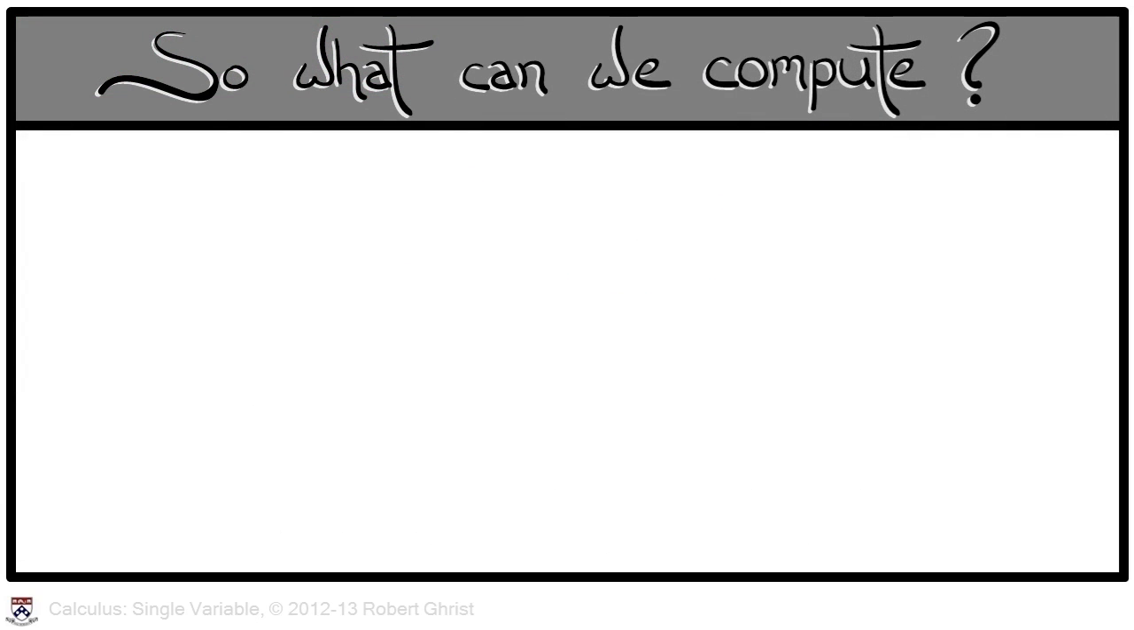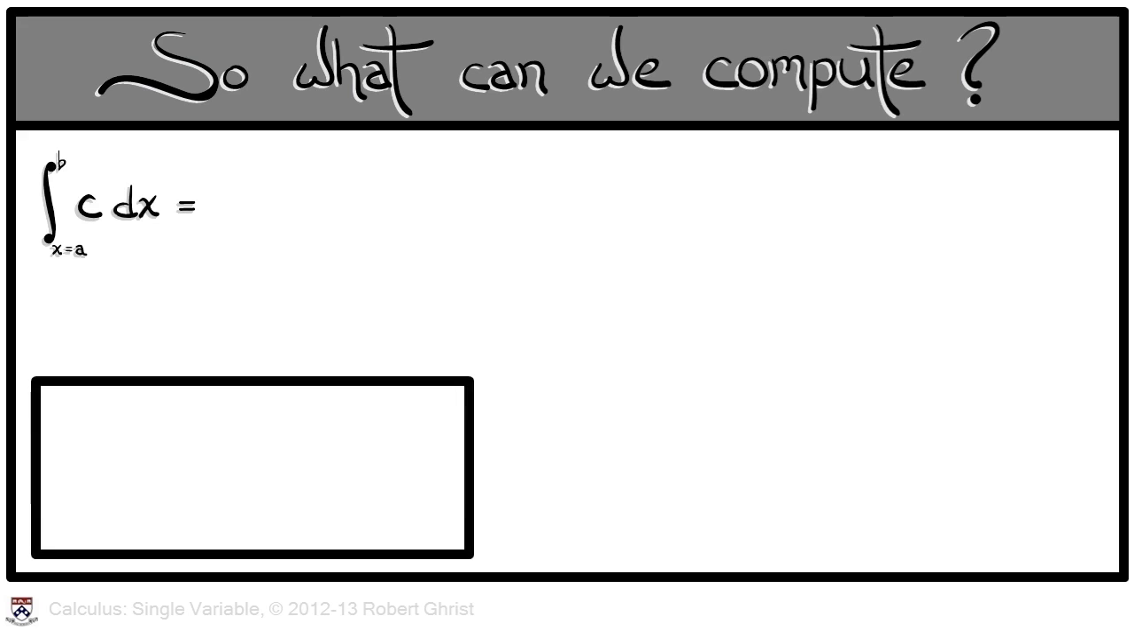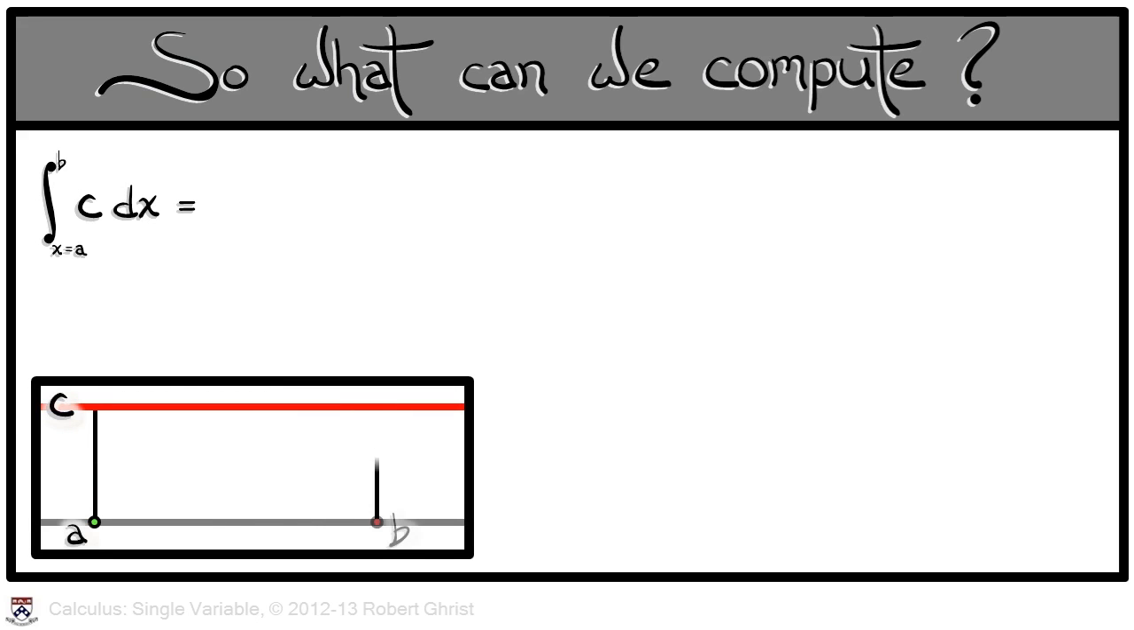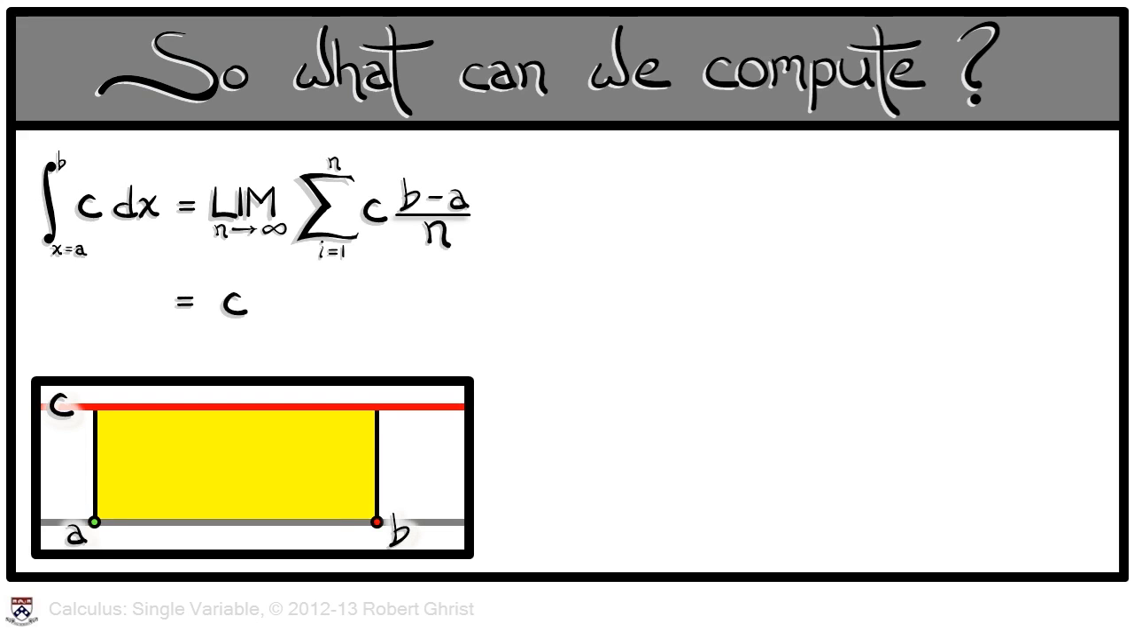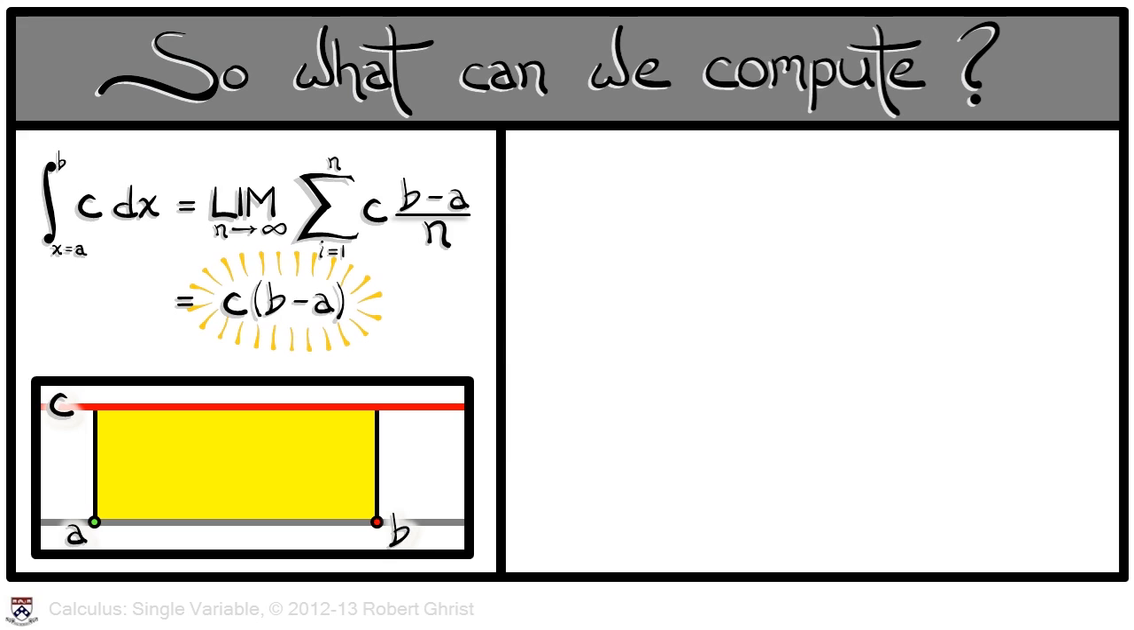So much for the good news. The bad news is we can hardly compute anything with this definition. There are two definite integrals we can compute. We can compute the integral of a constant by, let's say, choosing a uniform partition and then taking the appropriate limit. You can see that you get a constant times the width of the interval.